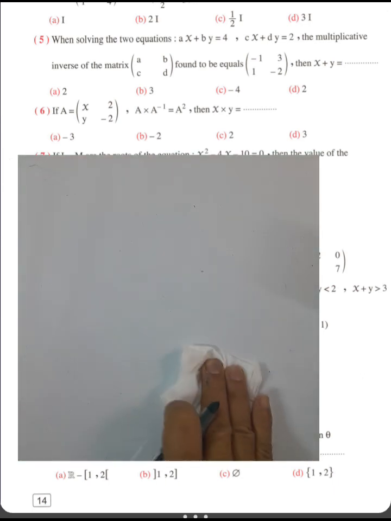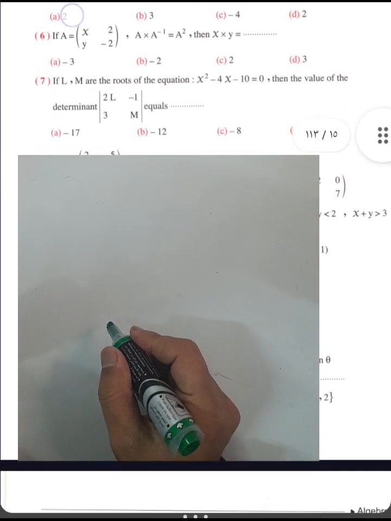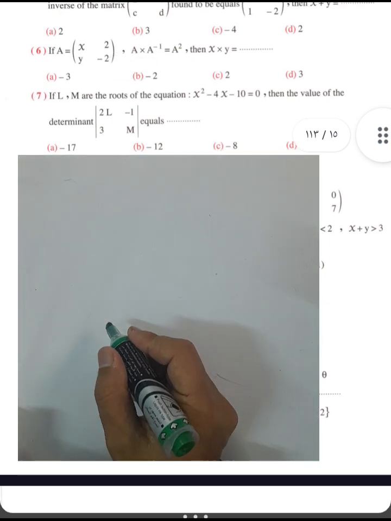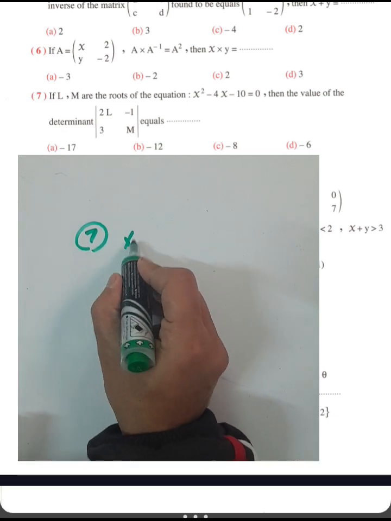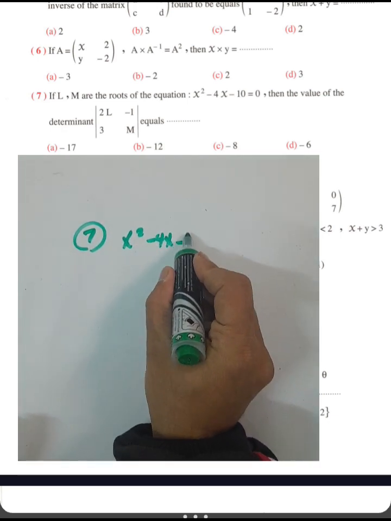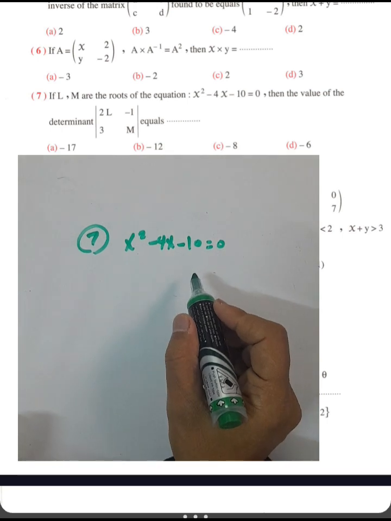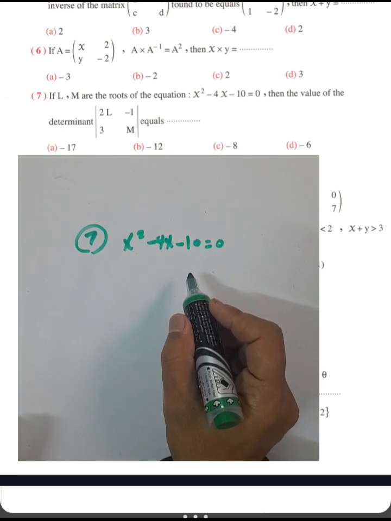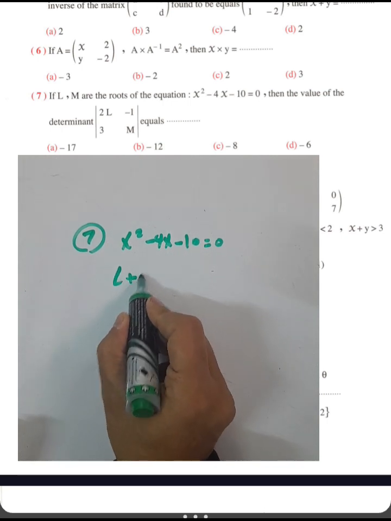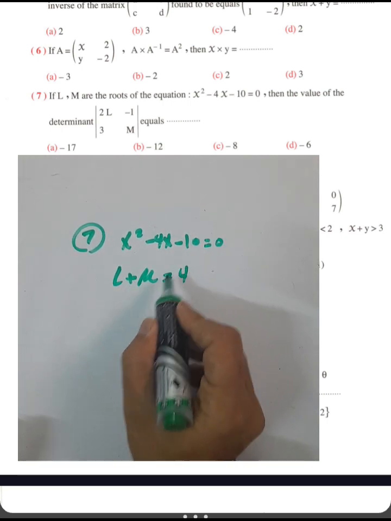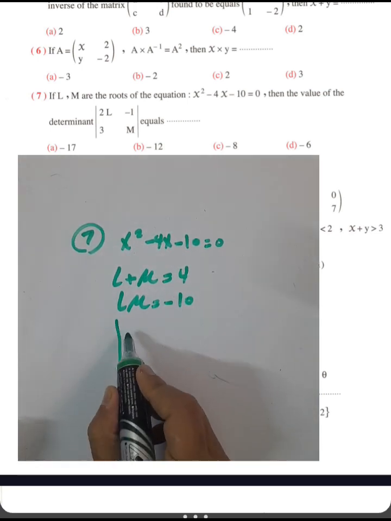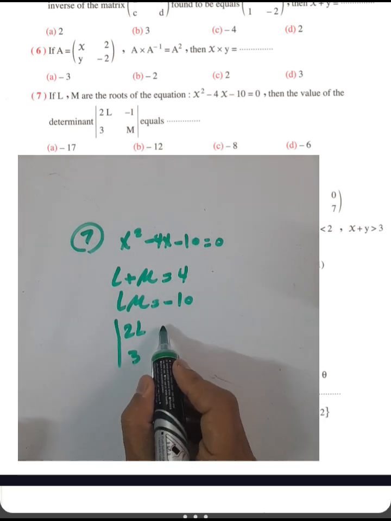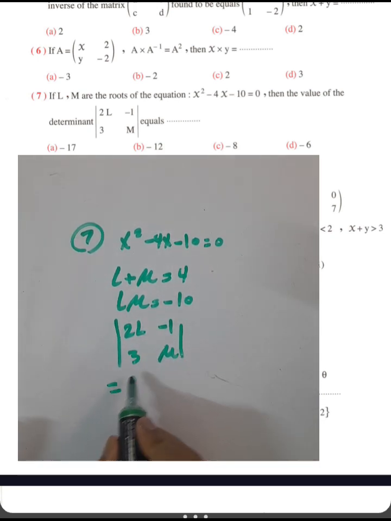Next example. Question number 7. If L and M are the roots of the equation x power 2 minus 4x minus 10 equals 0, then the determinant here equal what? We have L and M because of this properties. L plus M equal 4 and L product by M equal negative 10. You want to find the determinant about 2L and 3 and negative 1 and M. We can find the result about determinant here.